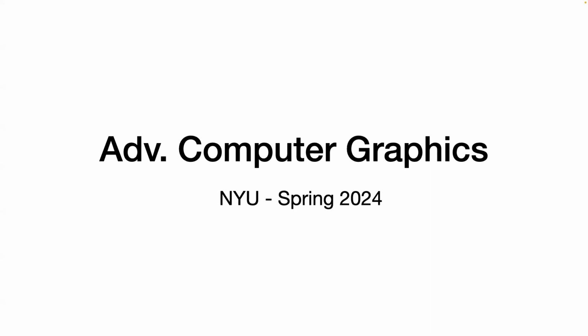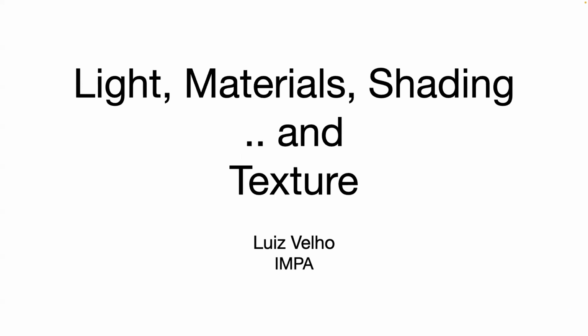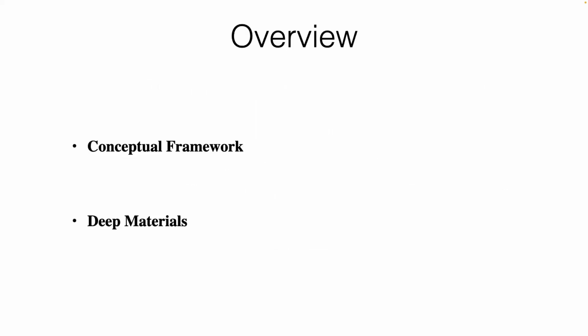All right. So today is the last lecture of this course. And today we are going to talk about light, materials, shading in the first part of the lecture, and texture. And we are going to discuss this from the point of view of graphics and machine learning. So we're going to start with light, shading, and materials.